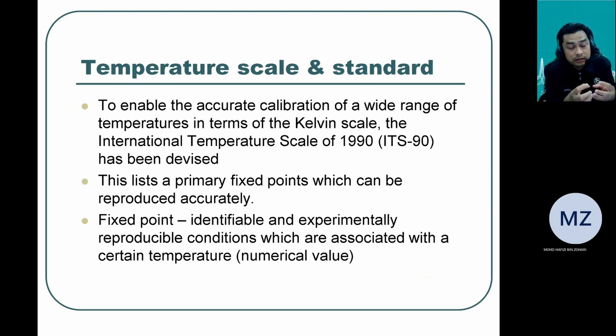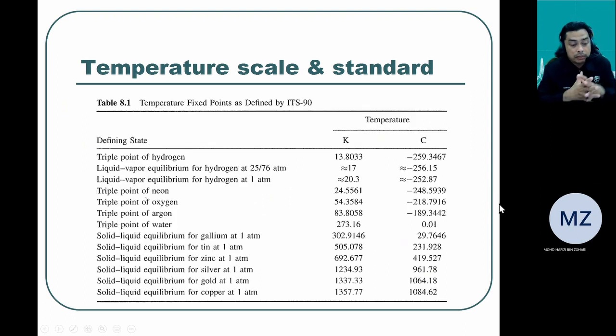some situation or condition that we can reproduce all the time. For example, we have fixed points according to this table. For example, we have a triple point of hydrogen. It can be reproduced maintaining some pressure and temperature.